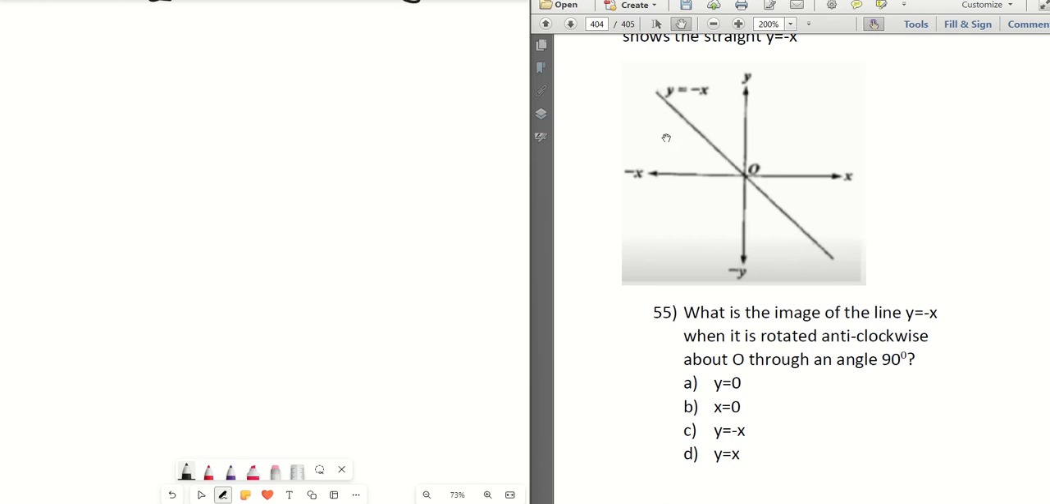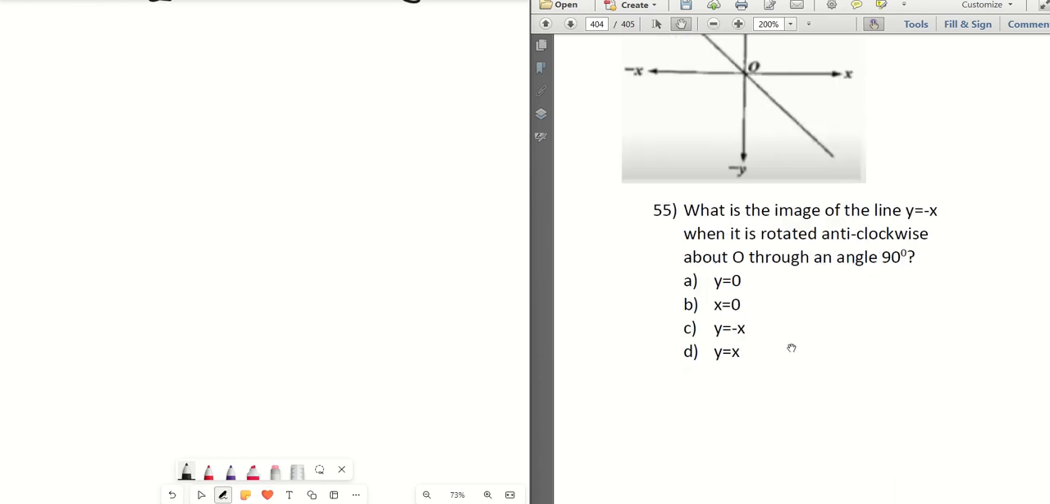So anti-clockwise is this direction, right? Through 90 degrees, that means the line will be somewhere here. So now the line is going up here, and y is not equal to 0. It's going backwards, not forward. The angle from this line to this line here is 45. Y is equal to minus x, and it is not coming back to this position. So the answer would be D. So the answer is D.